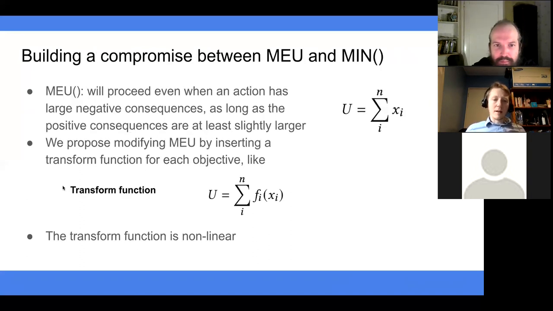So we were thinking about this compromise between a maximum expected utility and a min function. Maximum expected utility will proceed even when an action has a large negative consequence, as long as the positive consequences are slightly larger. We didn't want that. We want an agent that will only proceed when there are no large negative consequences, or they're much dwarfed by positive consequences. So we propose modifying that by inserting a transform function for each objective, like the transform function that you see here. So this is not too dissimilar from a maximum expected utility, except that we have a nonlinear transform function applied to every objective.